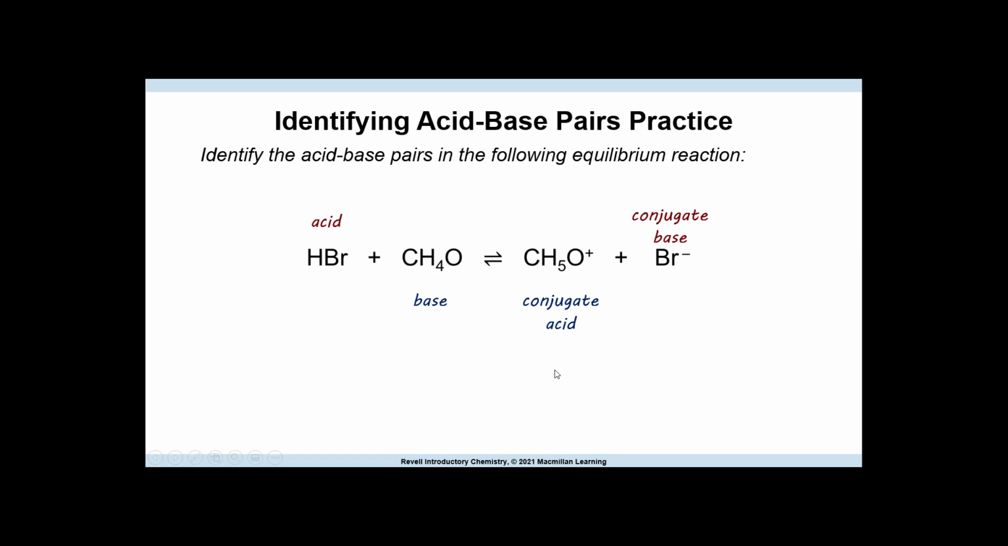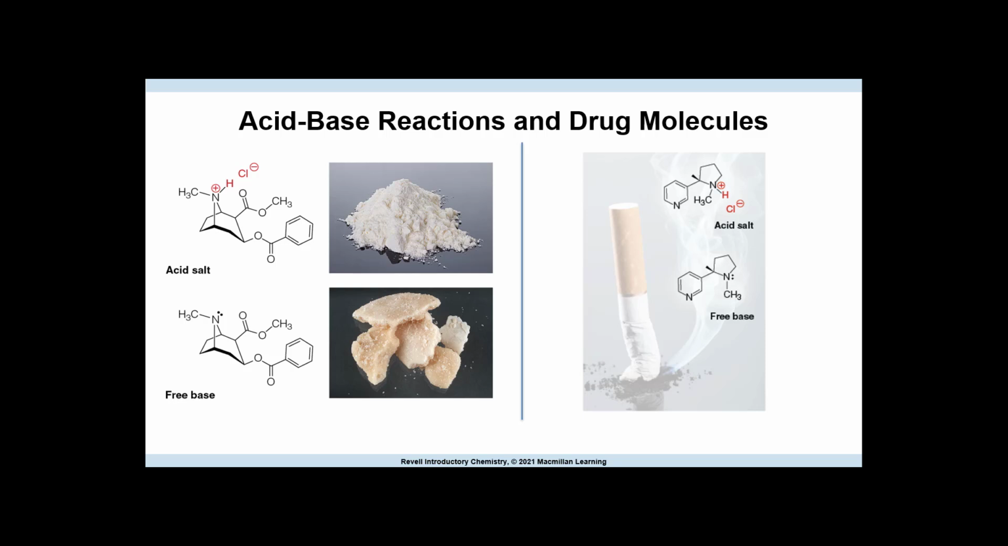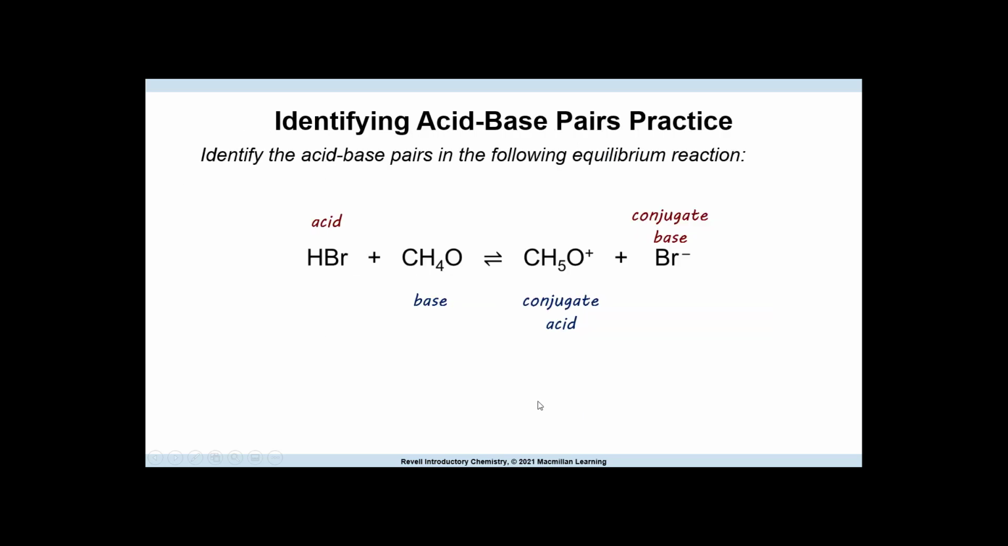Identifying acid-base pairs is an important skill. So let's look at one more example. Identify the acid-base pairs in the following equilibrium. The only difference here is that there's a proton and then a counter ion, which is close to the proton. So you see that's what's missing in this portion here for nicotine.